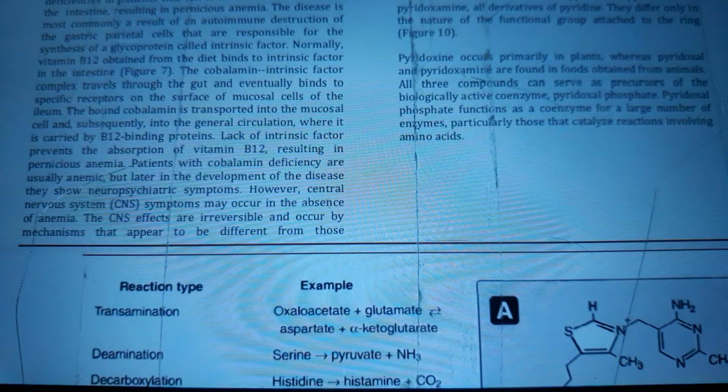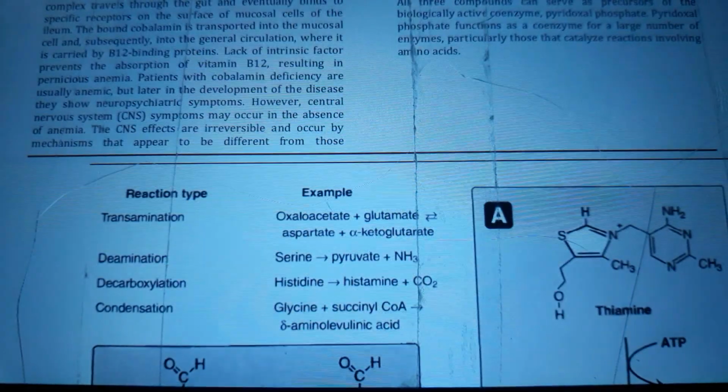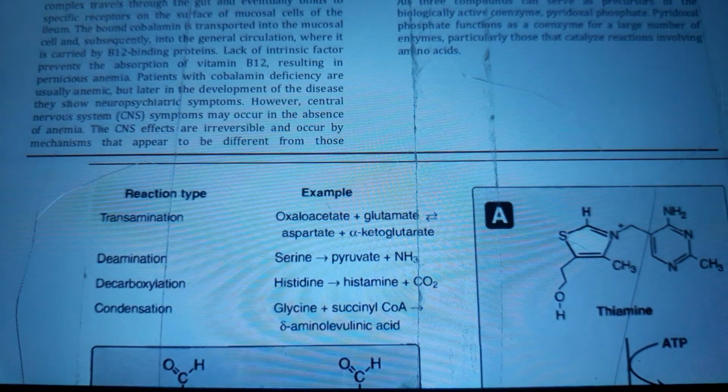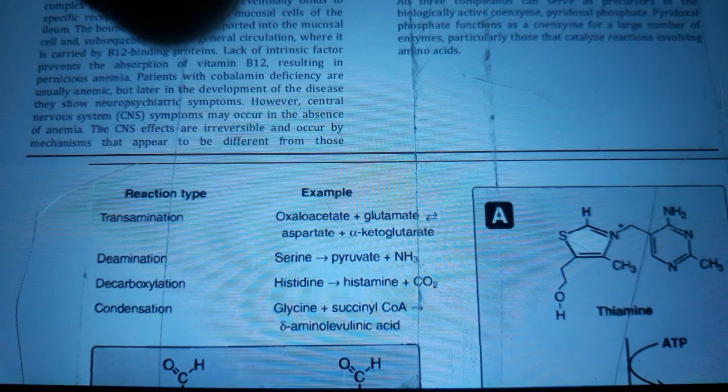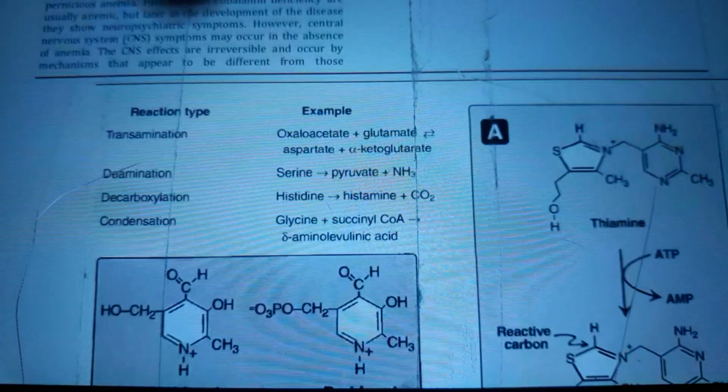Pyridoxine, vitamin B6. Vitamin B6 is a collective term for pyridoxine, pyridoxal, and pyridoxamine, all derivatives of pyridine. They differ only in the nature of the functional group attached to the ring. Pyridoxine occurs primarily in plants, whereas pyridoxal and pyridoxamine are found in foods derived from animals. All three compounds can serve as a precursor of the biologically active coenzyme pyridoxal phosphate. Pyridoxal phosphate functions as a coenzyme for a large number of enzymes, particularly those that catalyze reactions involving amino acids.